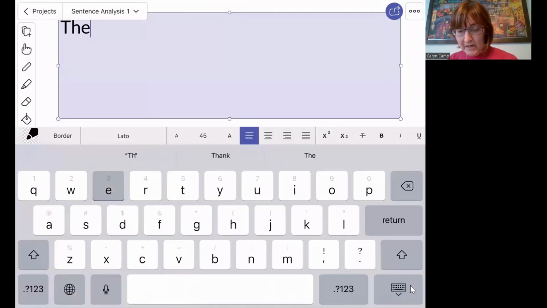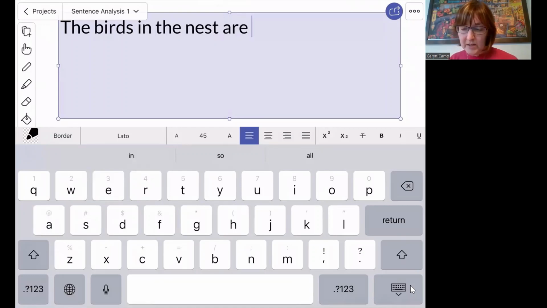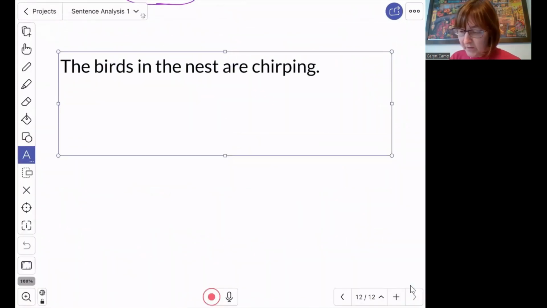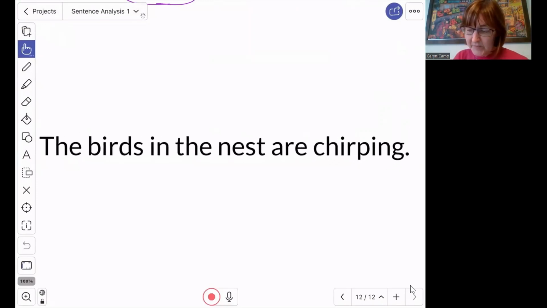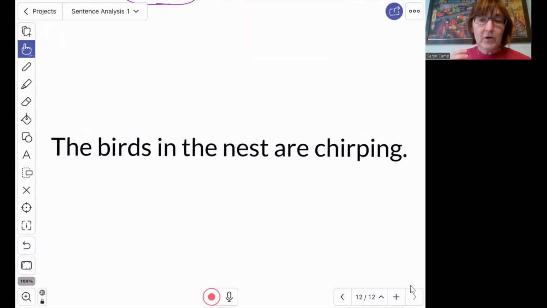Let's see. The birds in the nest are chirping. Okay. So let's look at this sentence. Let's analyze it. Let's make it a little bigger. Okay. So we need a subject and a predicate. Okay. Well, this is tricky because we say that the subject comes before the verb. We say it comes first in the sentence, and it's what the whole sentence is about.